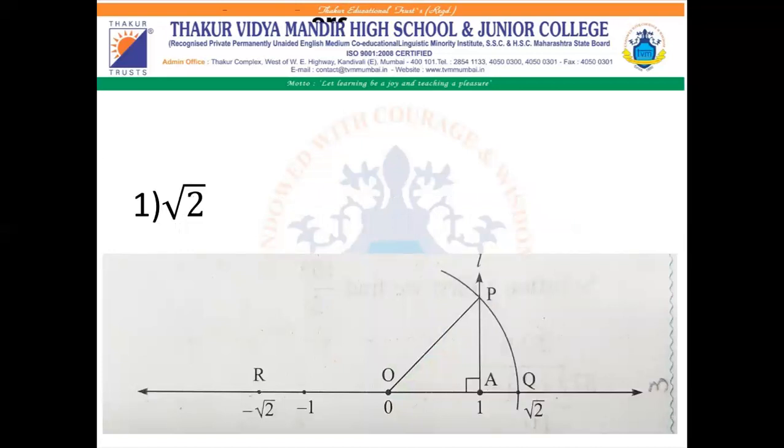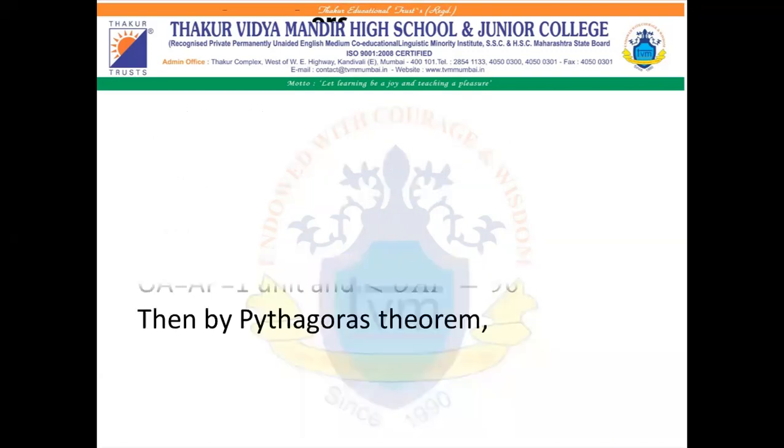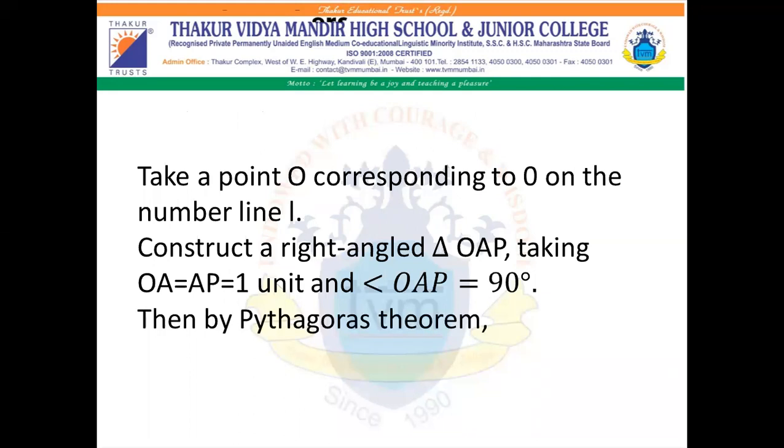Representation of irrational numbers on a number line. First, root 2. Please look at the figure. First of all, we have to draw a number line. In the number line, take a point O corresponding to 0 on the number line L. Then construct a right angle triangle OAP, taking OA equal to AP equal to 1 unit and angle OAP equal to 90 degrees.